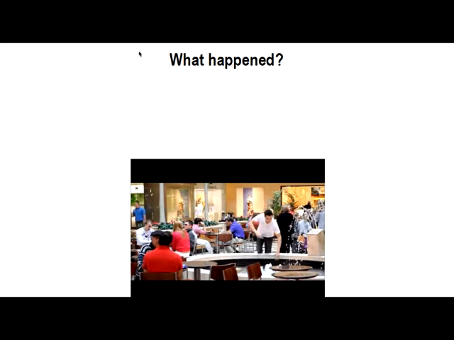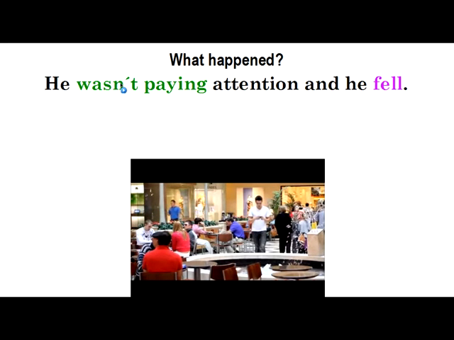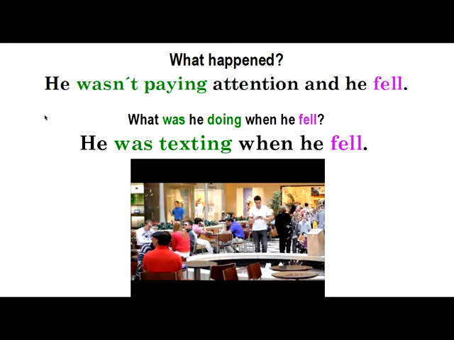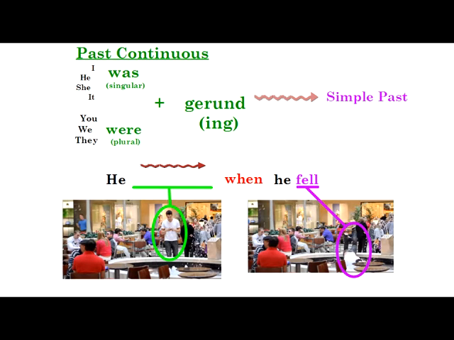So, after watching that video, what happened? Well, he wasn't paying attention and he fell. And what was he doing when he fell? He was texting when he fell. So, this is the grammar that we're going to look at today. The grammar we're studying today is called the past continuous.